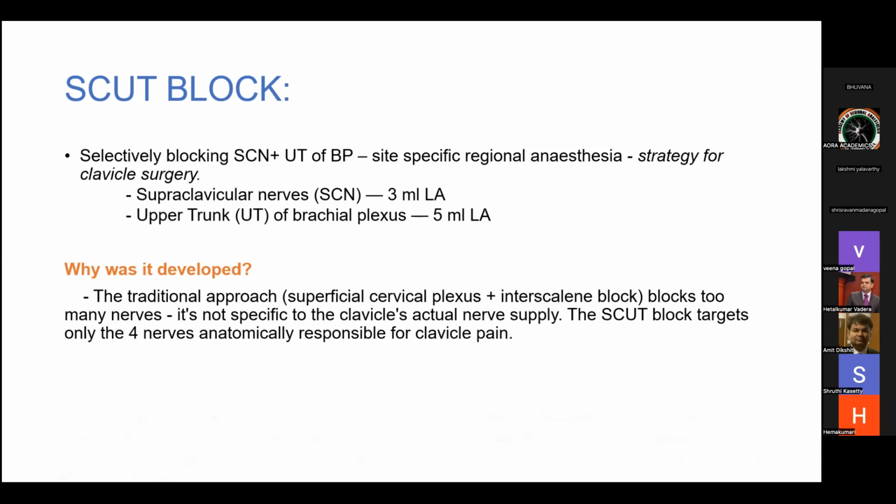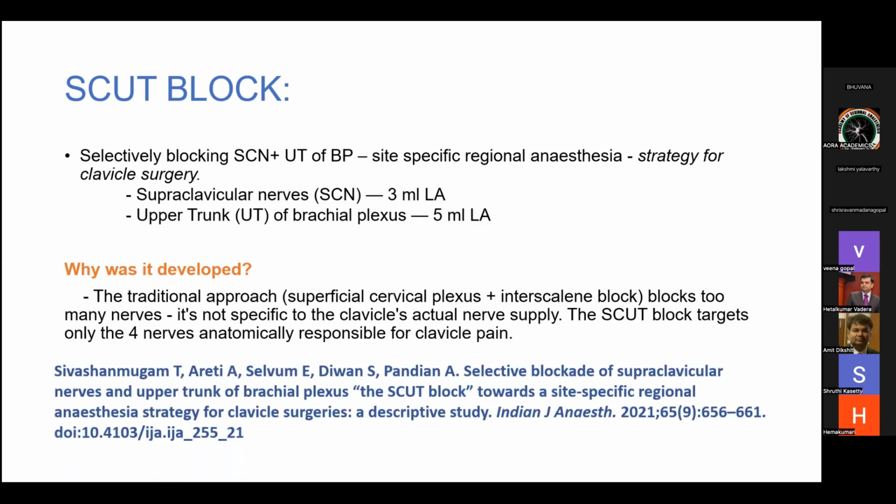Shivashanmugam sir's study was conducted on that. Based on that study, they concluded that for the supraclavicular nerve, 3 ml of local anesthetic, and for the upper trunk, 5 ml.